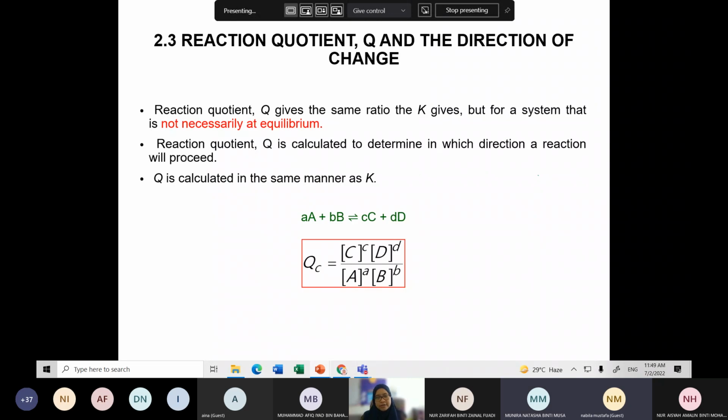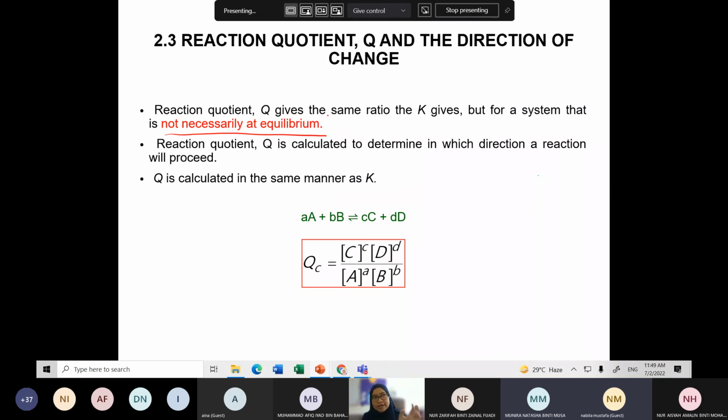Okay, right. Dia punya key dia very simple. Remember, KC and KP just now, we calculate KC and KP. They must be at equilibrium. We have to confirm that concentration or the pressure must be at equilibrium. So QC is opposite to that, which is not necessarily at equilibrium. Itu sahaja. But how do we calculate QC? It's actually the same as how we calculate KC. Itu sahaja.